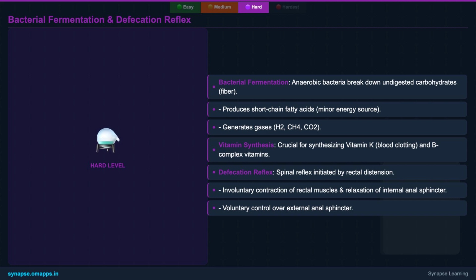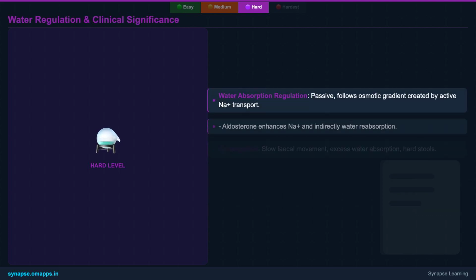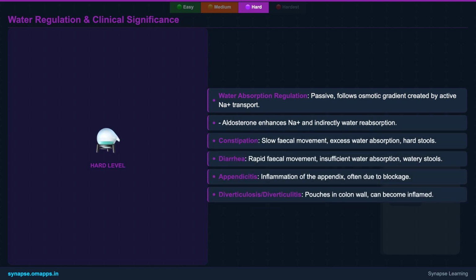More importantly, these bacteria are crucial for synthesizing essential vitamins, particularly vitamin K, vital for blood clotting, and a range of B-complex vitamins, which are indispensable for numerous metabolic processes in our body. This symbiotic relationship is key to our health. The act of defecation is controlled by a complex interplay of reflexes and conscious will.